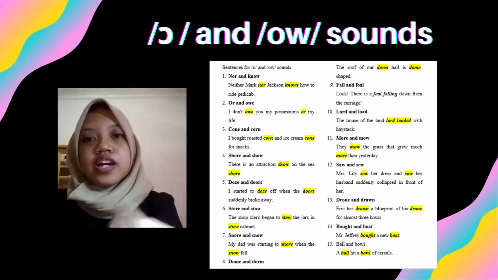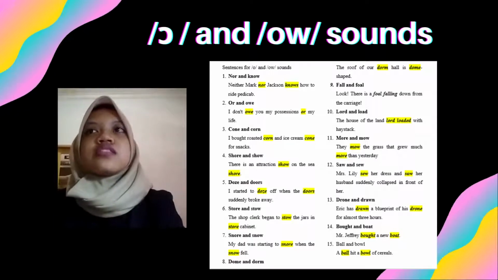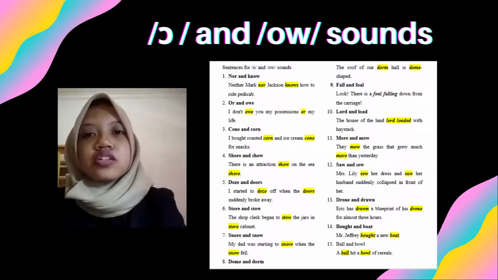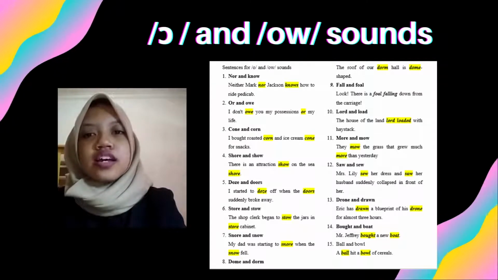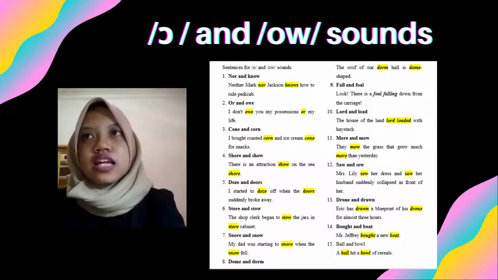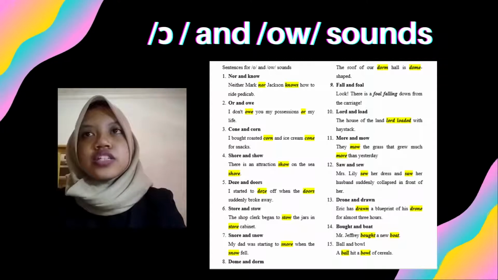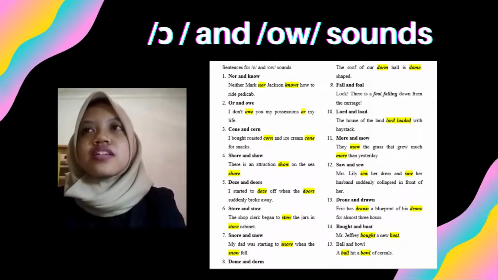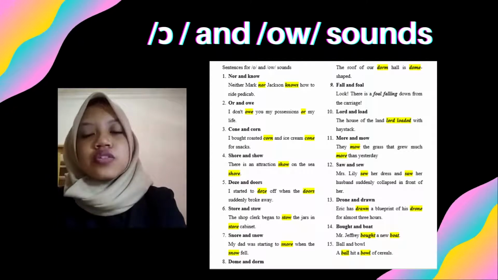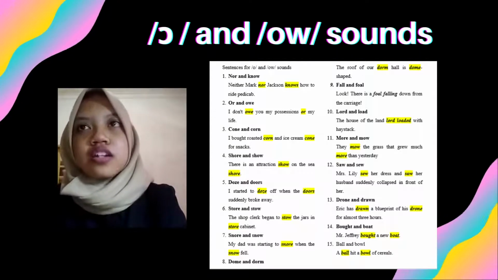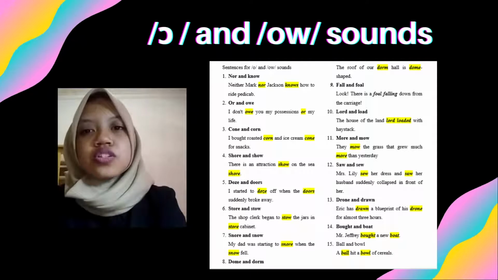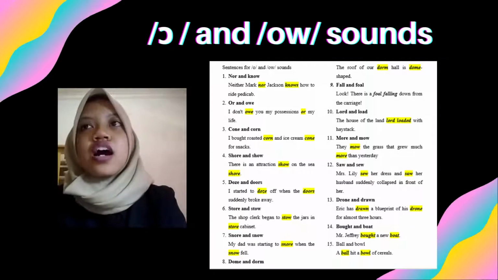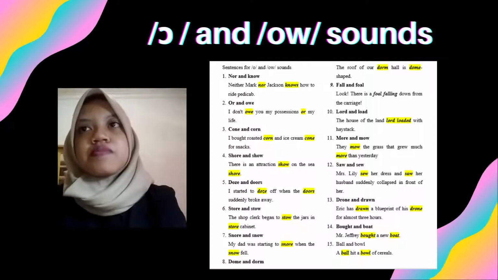We have the O sounds. The example for number 1 is nor and no. Neither Mark nor, N-O-R, Jackson knows, K-N-O-W-S, how to ride a pedicab.